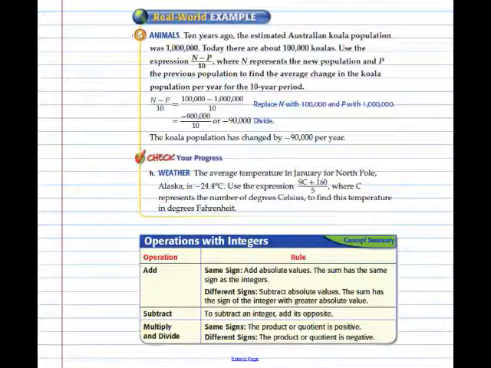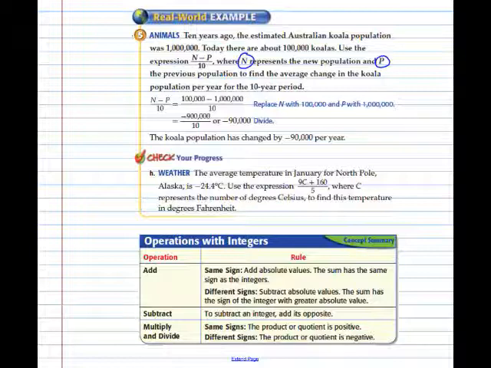10 years ago, the estimated Australian koala population was 1 million. Today, there are about 100,000 koalas. Use the expression n minus p, where n represents the new population and p is the previous population, to find the average change in the koala population per year for the 10-year period.